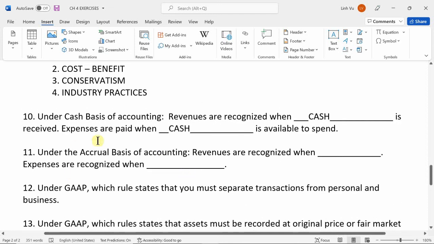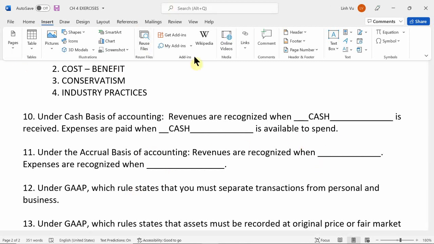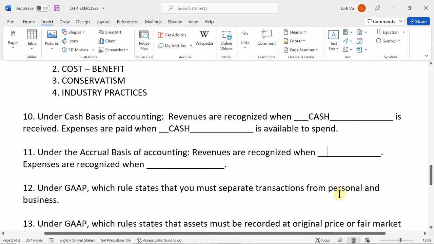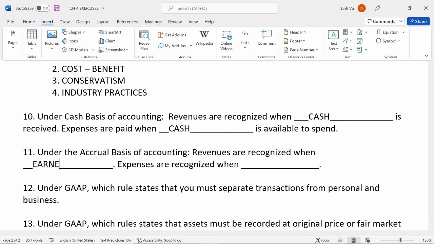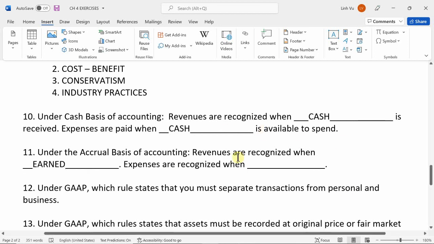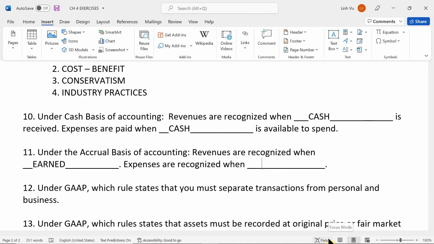But what about the accrual basis? Under the accrual basis of accounting, revenues are recognized when blank and expenses are recognized when blank. This is the accrual basis. When do you recognize revenues? When earned, when you earn them. And expenses are recognized when incurred, right? The minute it happens, that's when you record it.